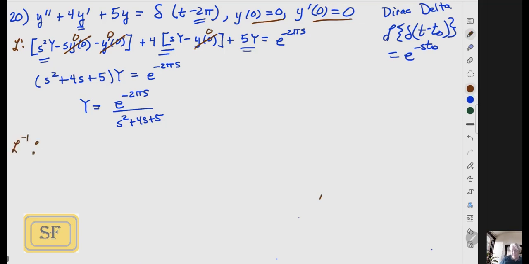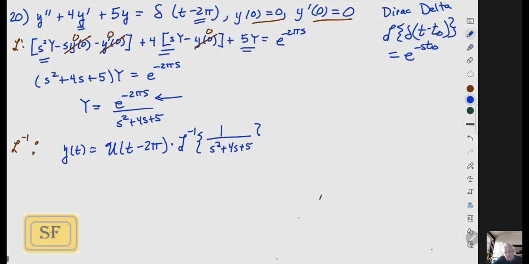So for our inverse transform, the inverse transform of Y is y of t. And then we have this e to the negative 2 pi s. That's our second shifting theorem. That's going to give us a unit step function. So it's going to give us u at t minus 2 pi times the inverse Laplace of 1 over s squared plus 4s plus 5. And then once we get that answer, we have to transform to get the same shift. So we're going to shift our t to t minus 2 pi.